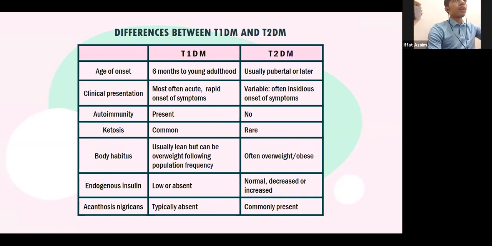We will go through this pathophysiology later. And for type 2, insulin can be normal, decreased or increased, depending on the progression of the pathophysiology. And acanthosis nigricans, regarding the blackening, darkening and thickening of the skin, mainly at the armpits and back of the neck, usually appears in obese, overweight or type 2 patients. So it's one of the common presentations that we can detect based on inspection only.